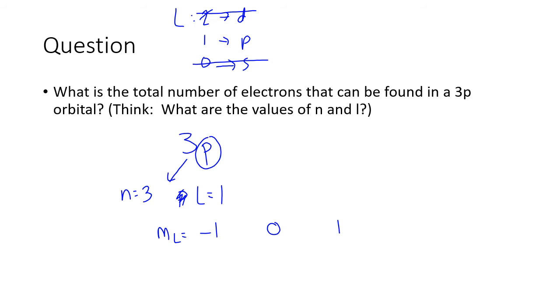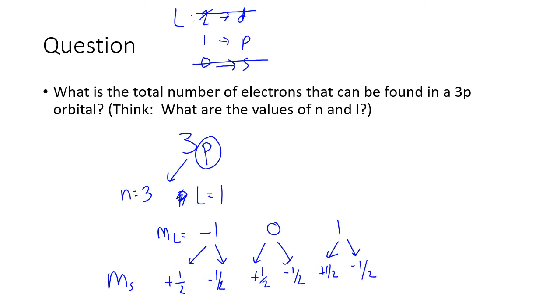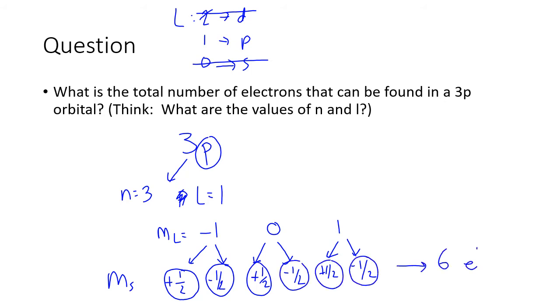And the rule after that says that for each of these there can be an m sub s of either plus 1/2 or minus 1/2. And so what that tells us is that for each orientation, and there are 3 orientations, that we could put 2 electrons into each of those orientations. And so again, if I add up how many m sub s values I write down, that indicates that there would be 6 electrons that could be found in a group of 3p orbitals.